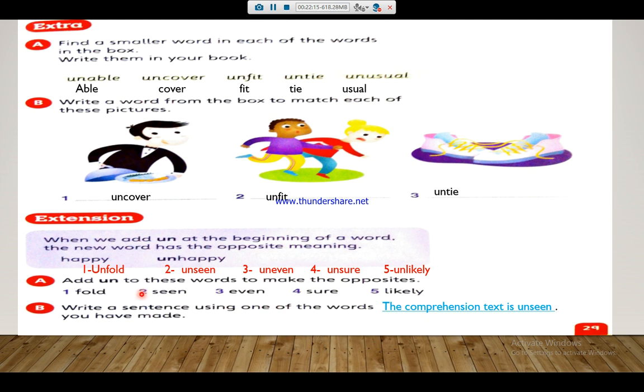Okay. Let's make another sentence by using the word fold and unfold. Do you know what people usually do when they receive gifts and presents on their birthdays? They open the gift. So another word for opening the gift is unfolded. So what did the girl do? She unfolded the presents that she got on her birthday.